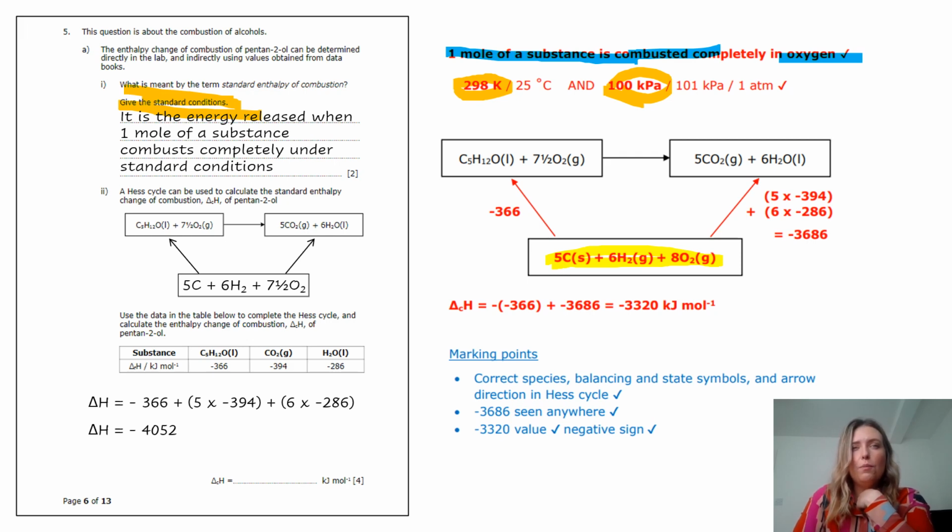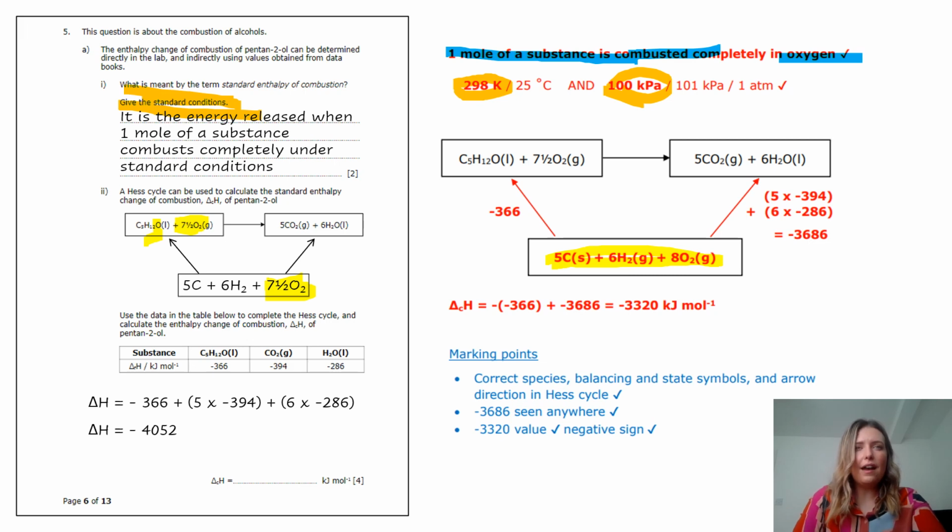So although my students have written the elements, they haven't got the state symbols. They've also made the really common mistake that because there's 7.5 O2 here, it's really easy to accidentally write 7.5 O2 here. But don't forget, there's an oxygen here as well, and that oxygen also needs to be taken into account. So it is 8O2. That's a really common error. This drawing of the Hess cycle, arrows being the correct way around, all the rest of it is worth a mark.